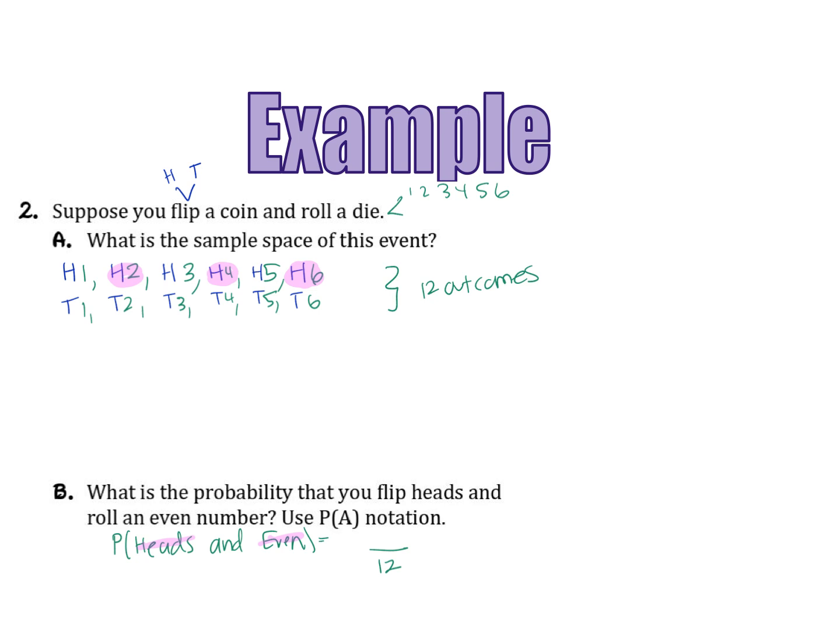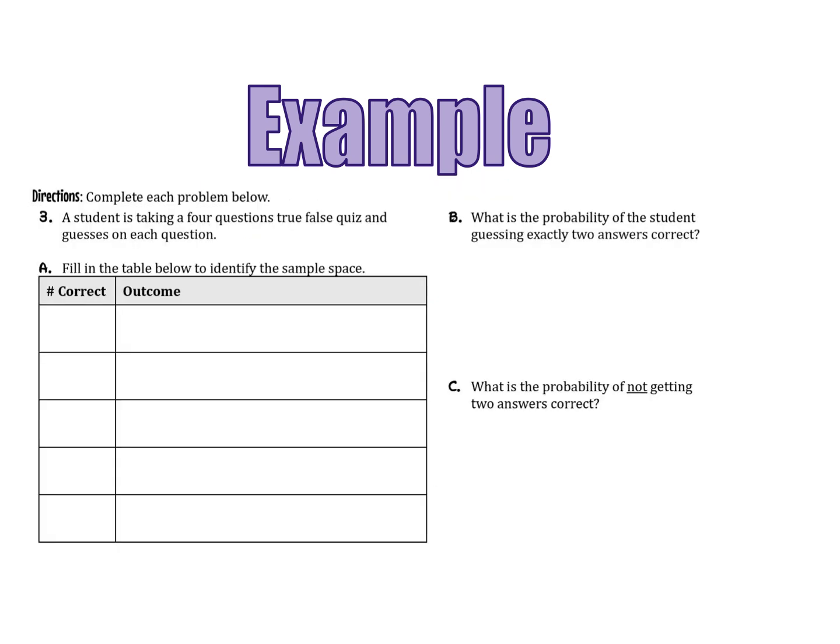So I see heads and even only 3 times because there's only 6 options that have heads and 3 of them have odd numbers. So out of the 12 total outcomes, 3 of them are both heads and even, and that's going to simplify to be 1/4. And notice it doesn't say anything about decimal places here, so I'm just going to leave my answer as a fraction that's simplified. So hopefully this is starting to click a little bit more. Let's go ahead and look at another example.